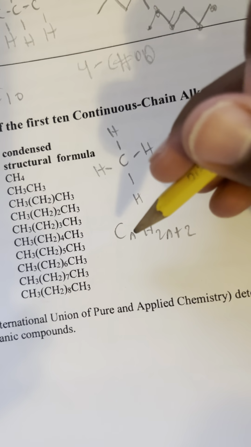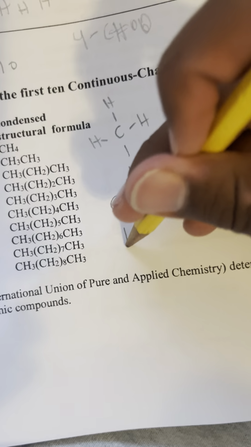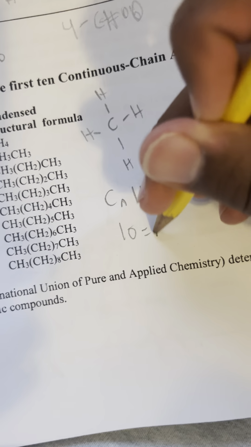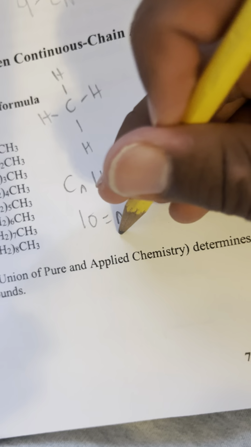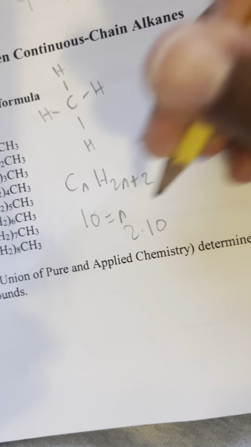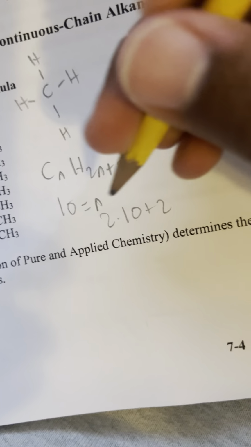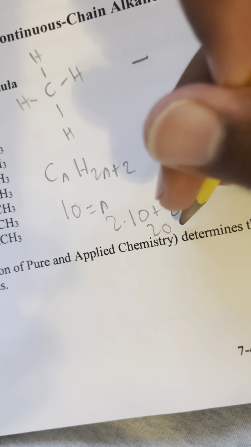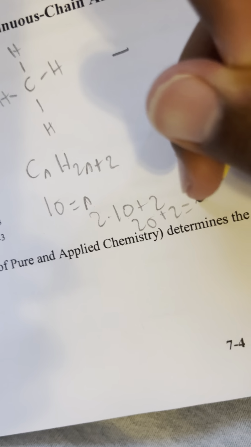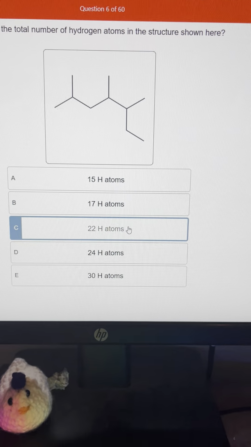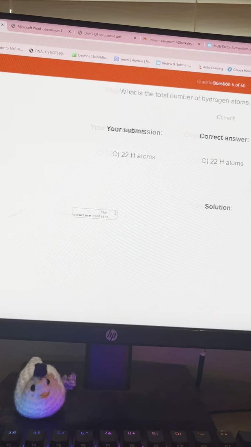Okay, so once we find the number of carbons, we know the number of carbons is 10, so n equals 10. So we do 2 times n, which is 10, plus 2. 2 times 10 is 20, plus 2 equals 22. So we can figure out that this has 22 hydrogen atoms.